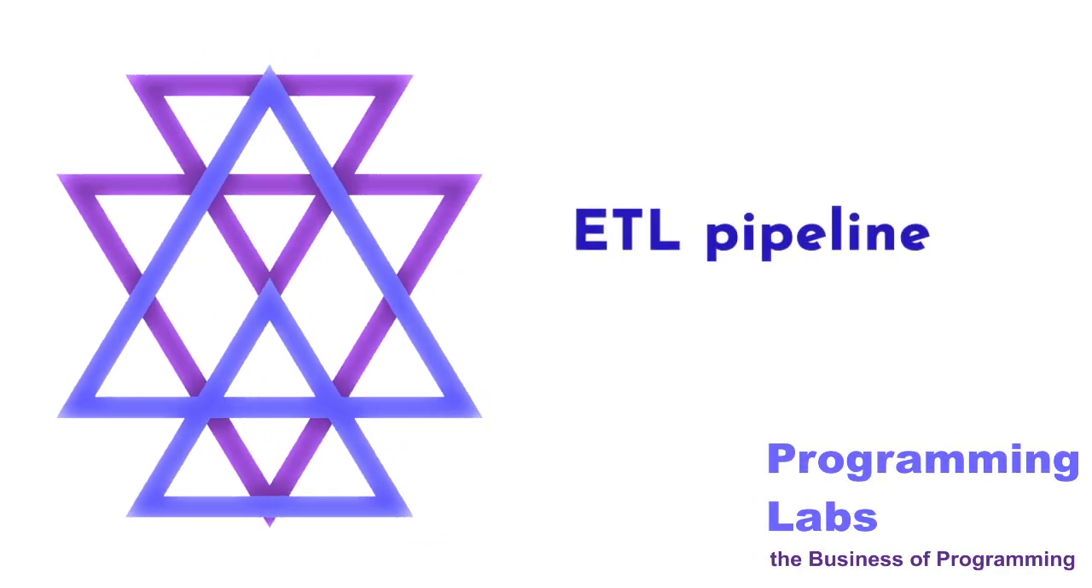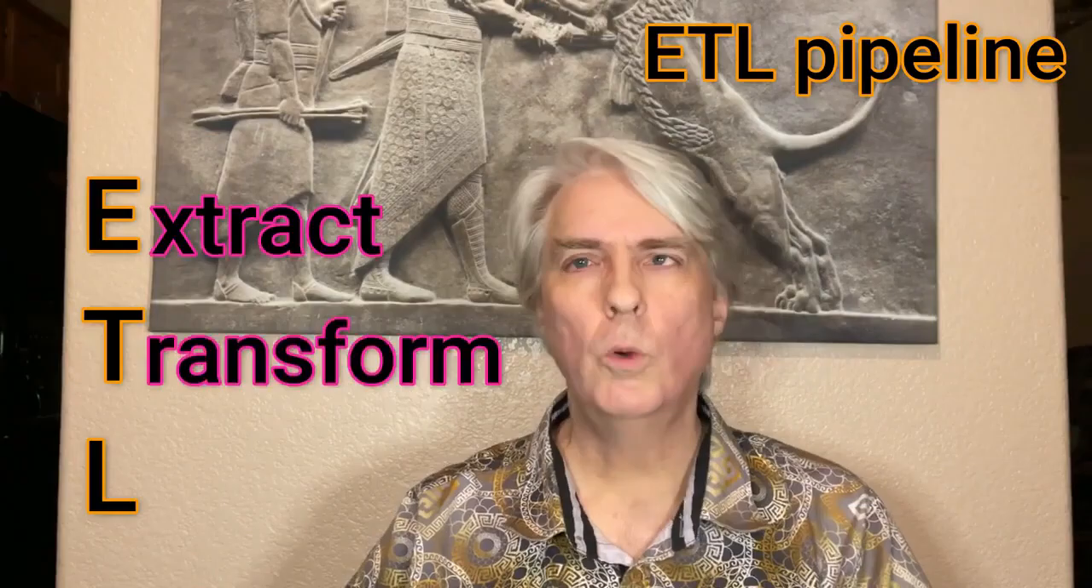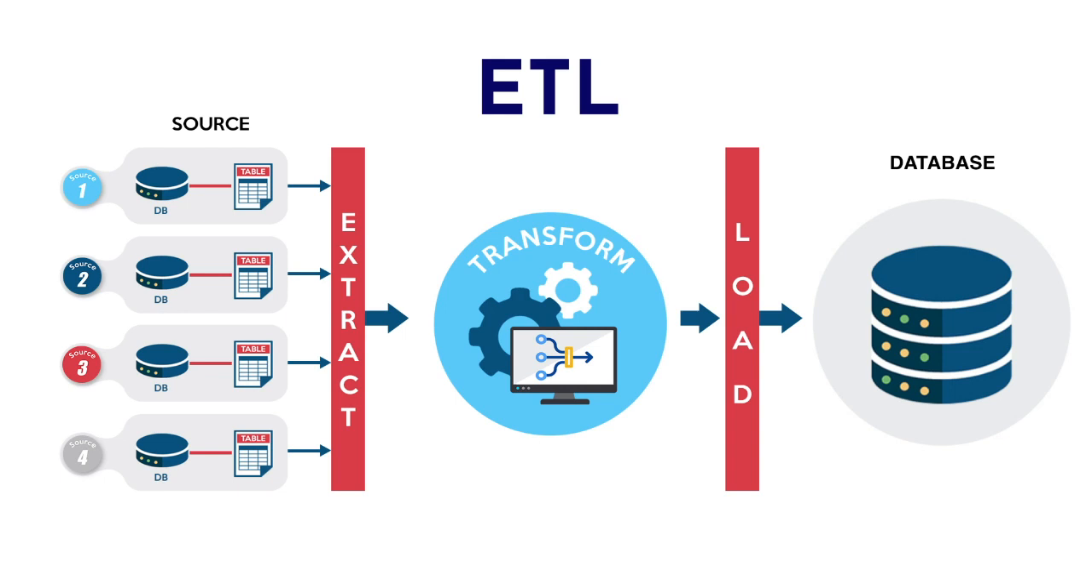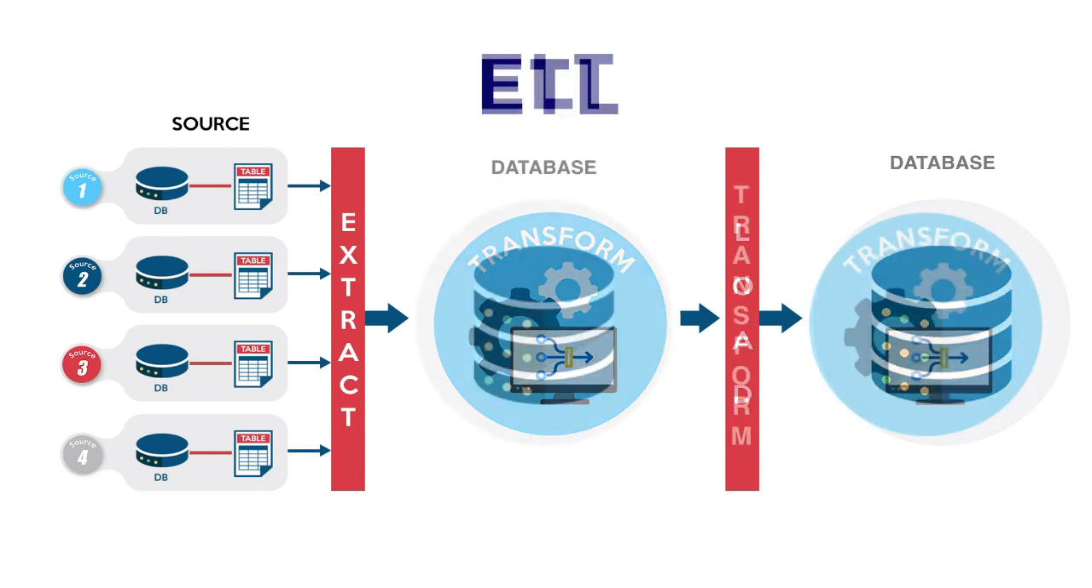ETL pipeline: extract, transform, and load. This is a way of migrating data to a SQL database. Most of the time it's used to migrate into SQL. Extract, you're pulling the data from multiple sources. Transform, you're taking the raw data and transforming it into the way that the SQL database is expecting. And then load, you're loading it into the SQL database.